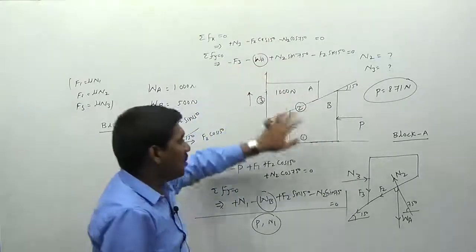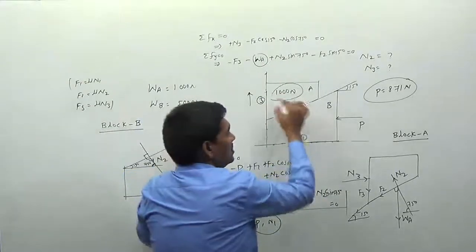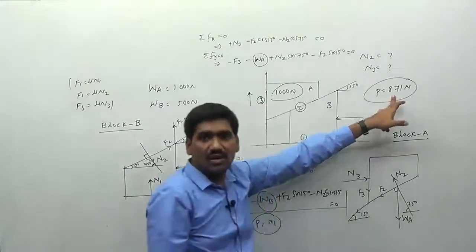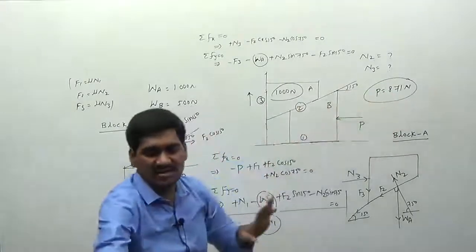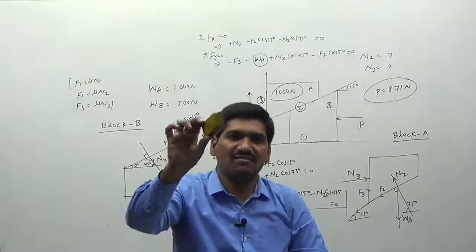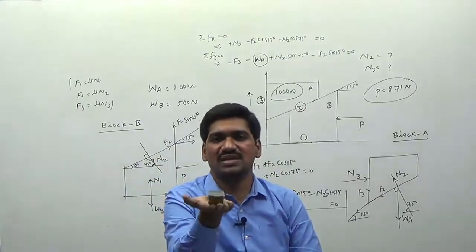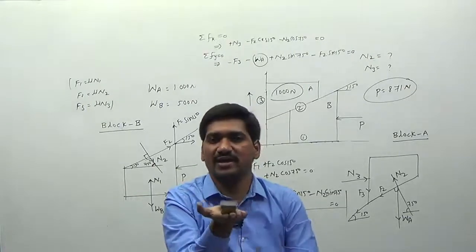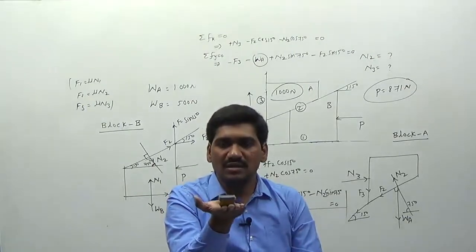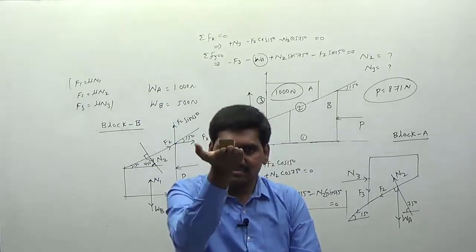Okay. But what is the weight to be lifted here? 1000. And what is the force we are applying here? You can see here 871. Okay, that means we have reduced the effort, right? See, for example, this is a duster. For example, this duster is having a weight of 10 newtons. So it is resting on my hand here. Now what I am doing is, I am just lifting the duster. I am just raising the duster here.